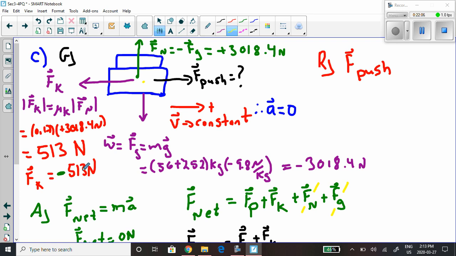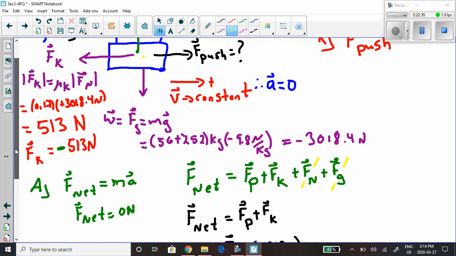We get the direction, the negative sign, by looking at the free body diagram. The push direction, the direction of constant velocity, is positive. Acceleration is 0, but the velocity is positive, moving forward. That means the force of kinetic friction must be in the opposite direction. The opposite to positive is negative. So we're well on our way now. We've done all of this to get ready to calculate force push.